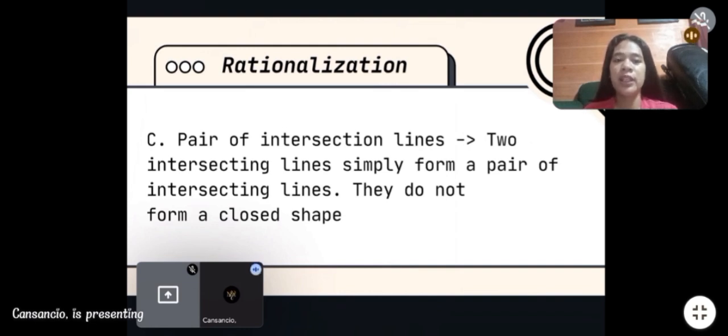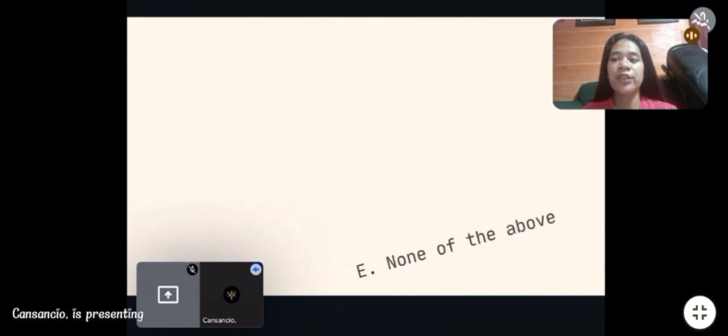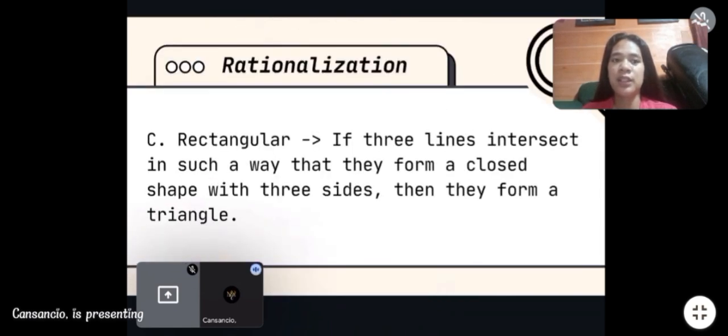So next, number 36. What is the name of the shape formed by three intersecting lines? A, Triangle. B, Square. C, Rectangle. D, Pentagon. Or letter E, None of the above. So the correct answer is letter C. If three lines intersect in such a way that they form a closed shape with three sides, they form a triangle. So the correct answer of this question is letter C, rectangular.